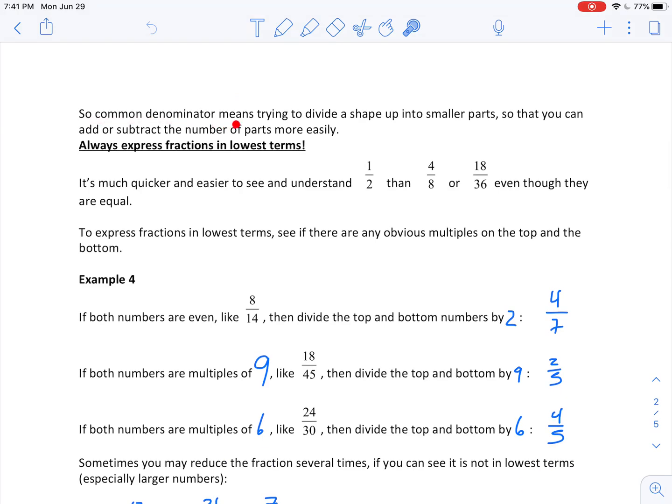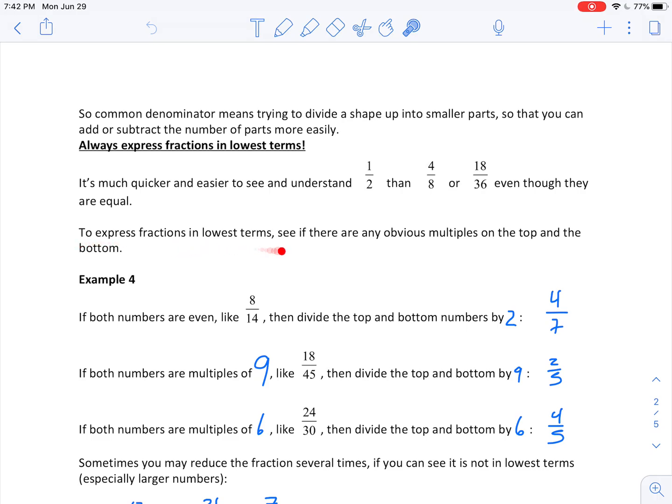So common denominator means trying to divide a shape up into smaller parts so that you can add or subtract the number of parts more easily. And we're always going to express fractions in lowest terms. It's much quicker and easier to see and understand 1/2 than it is, say, 4 over 8, or even 18 over 16, even though they are equal.